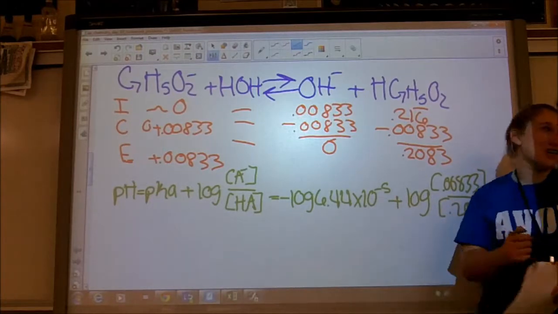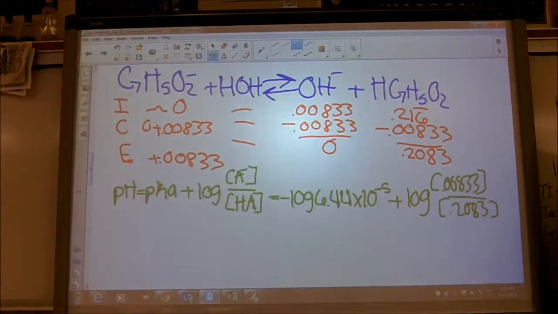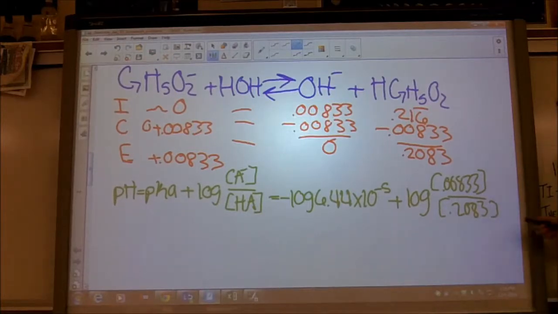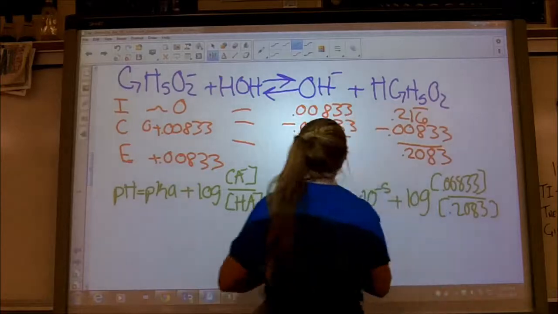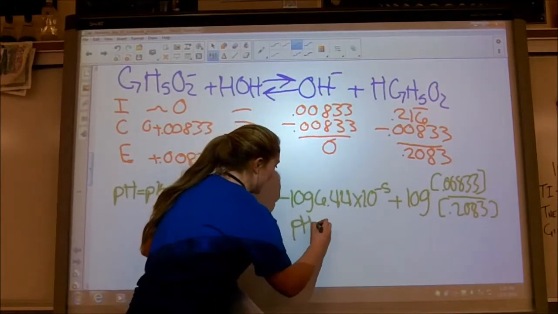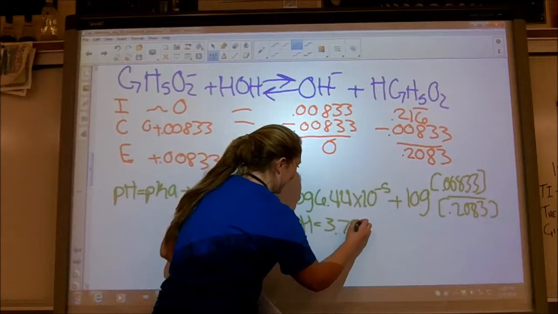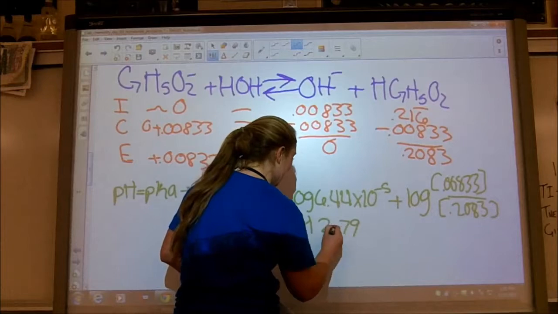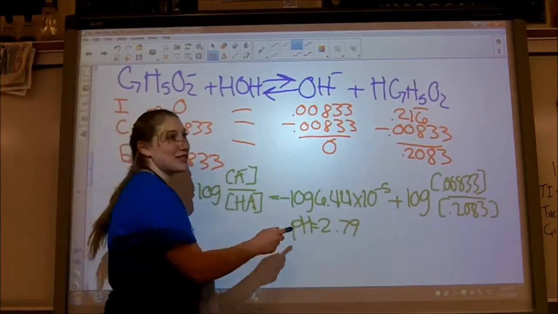Roshi, you want to do this? You're my calculator boy. Come on now, calculator boy. Wait, what are we looking for? Take the negative log of this plus the log of this divided by this. Any day now, Roshi? Alright, I got the pH to be, is that what you're looking for? Yep. pH 2.79.